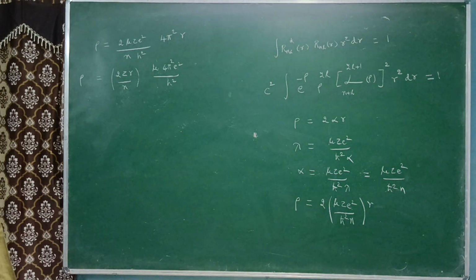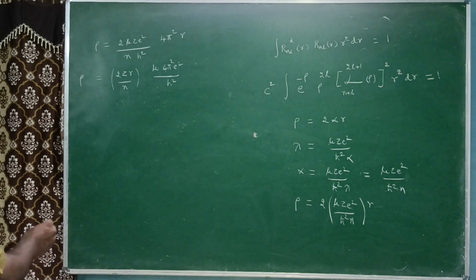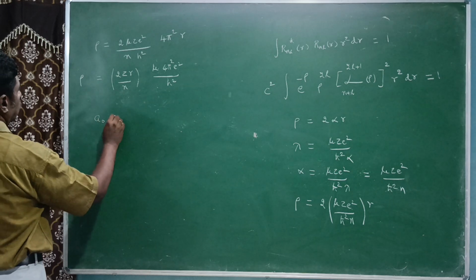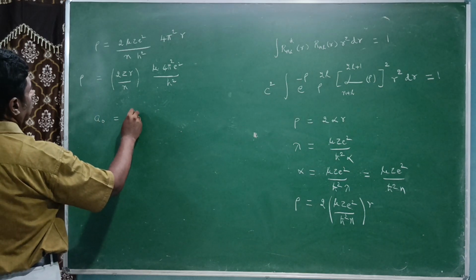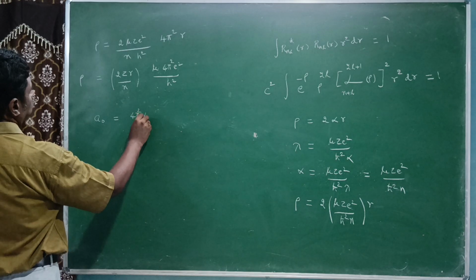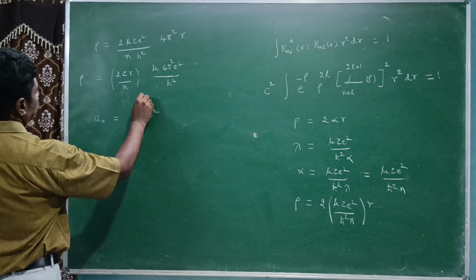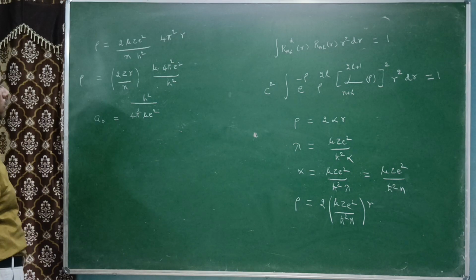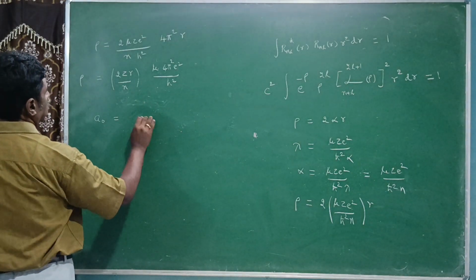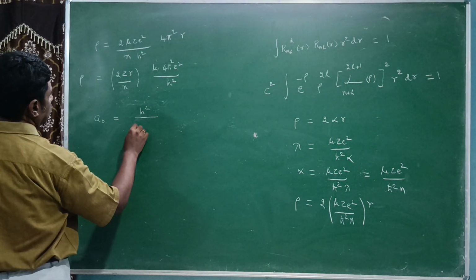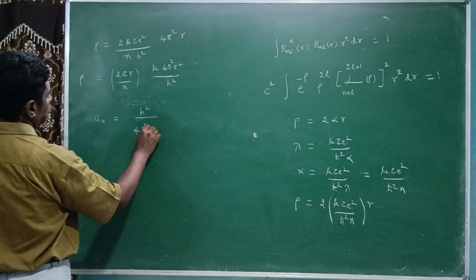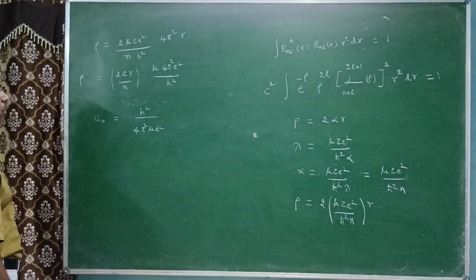Now we have to introduce a new concept, the Bohr radius, that is a0 equal to h² divided by 4π²μe². The Bohr radius a0 equals h² divided by 4π²μe².